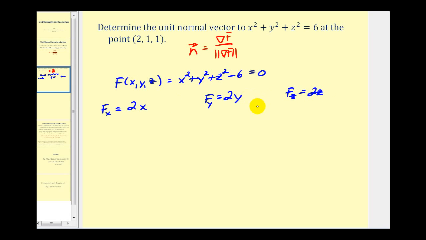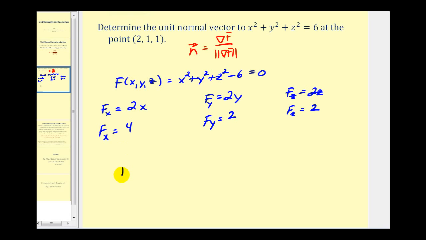Let's go ahead and evaluate these partial derivatives at the point 2, 1, 1. So the partial with respect to x when x is 2 would be 4. The partial with respect to y when y is 1 would be 2. And the partial derivative with respect to z when z is 1 would also be 2.